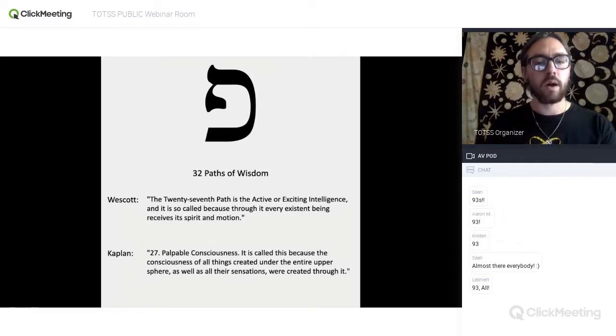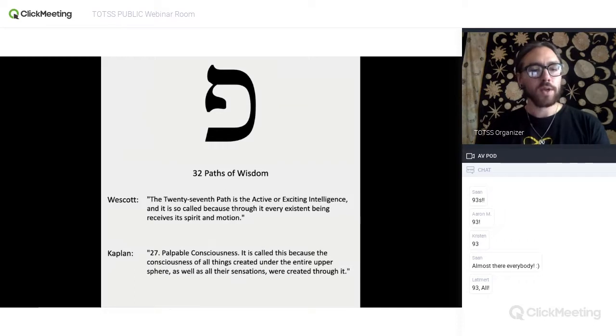All right, so we'll do our path of wisdom here. This is the 27th path. So Westcott says, the 27th path is the active or exciting intelligence, and it is so called because through it, every existent being receives its spirit and motion. And then Kaplan gives 27, palpable consciousness. It is called this because the consciousness of all things created under the entire upper sphere, as well as their sensations, were created through it.